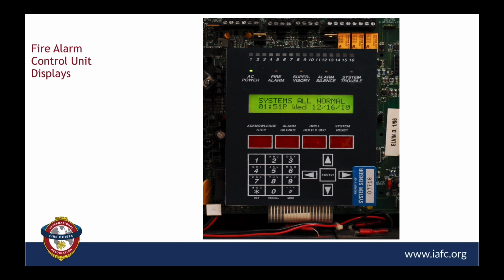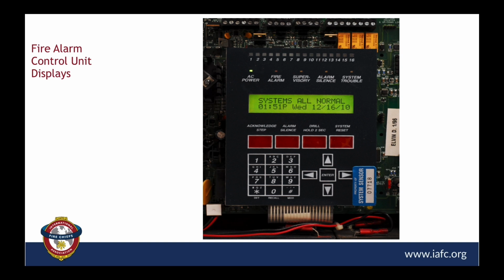And here you're going to see a lot of the same stuff that we talked about on the other panel. We're looking at AC power, the alarm condition, supervisory, silence and trouble. See how different manufacturers, different panels, but they still have the same lights. You can see here what that display starts to look like. This is in its normal condition.